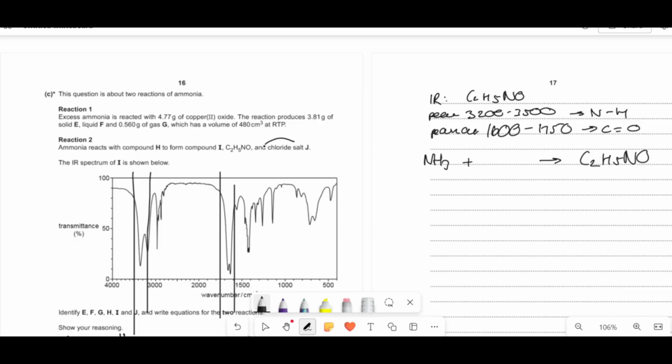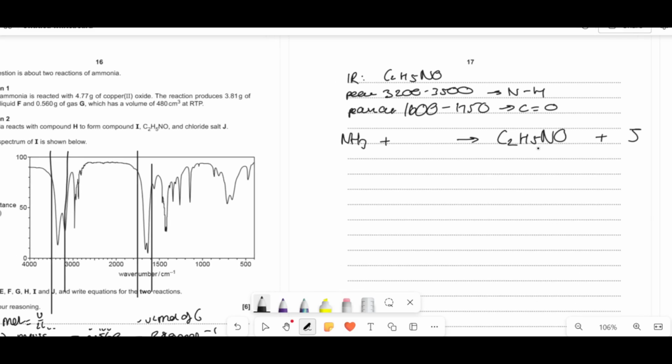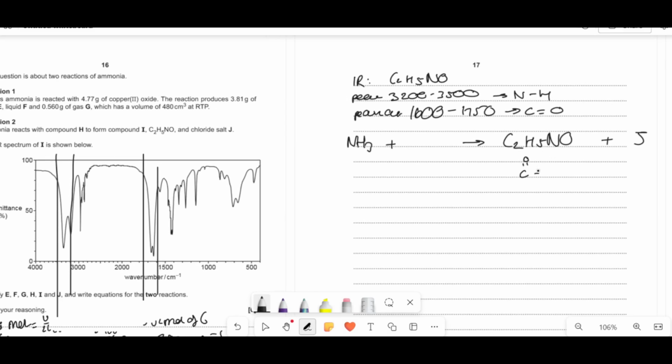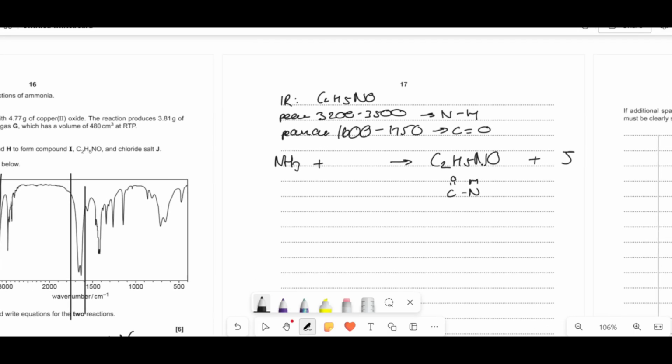Where on earth does the chloride come from? If you can see here, we have C2H5NO. We've got a C double bond O and an NH. We have made an amide. So we need to think NH3 plus some mysterious thing eventually made an amide and a chloride J. The original thing must have been an acyl chloride.